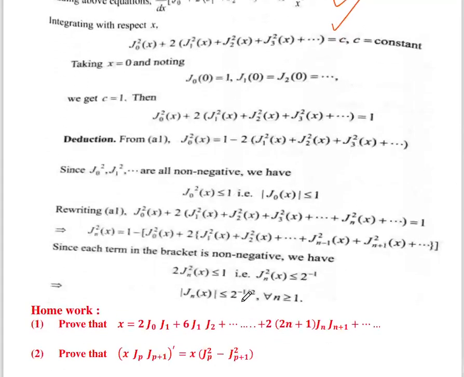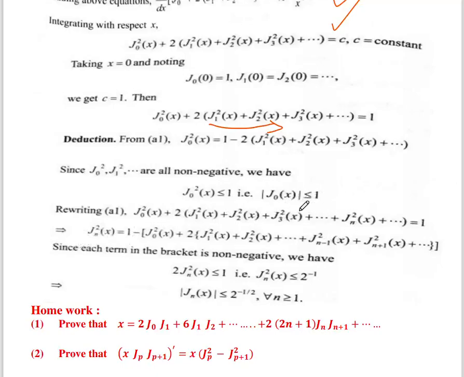Now we will find the second result. So from equation number A1, J0 square of x equal to 1 minus, transferring this term to the right-hand side, 1 minus 2 (J1 square of x plus J2 square of x plus J3 square of x and so on), we can write. Okay, so if you observe here, J0 square, J1 square are non-negative terms. So therefore J0 square of x less than or equal to 1 we can write, and the modulus of this term will be, that is, mod J0 of x less than or equal to 1.